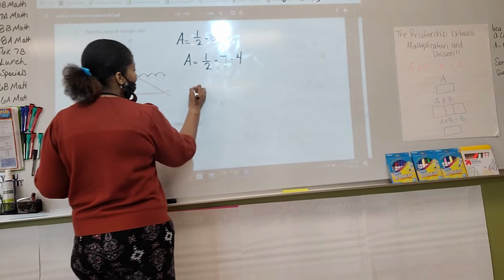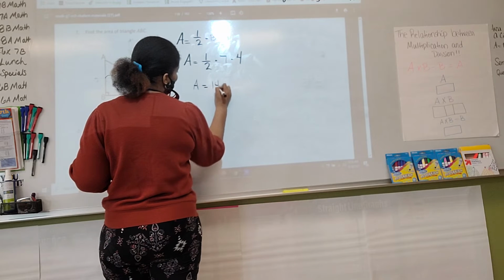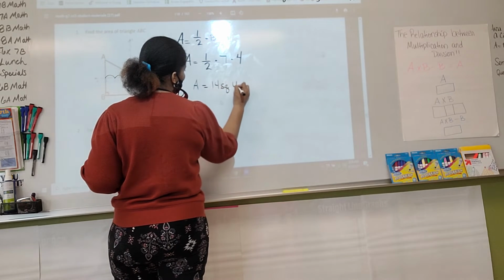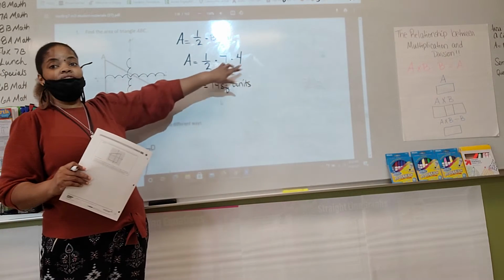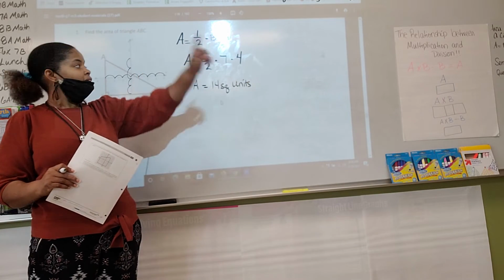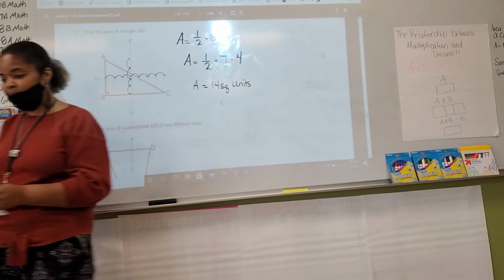So what do we get? A equals 14. 14 square units is correct. What did I tell you? Take 7 times 4, which is 28. Cut it in half. 14.